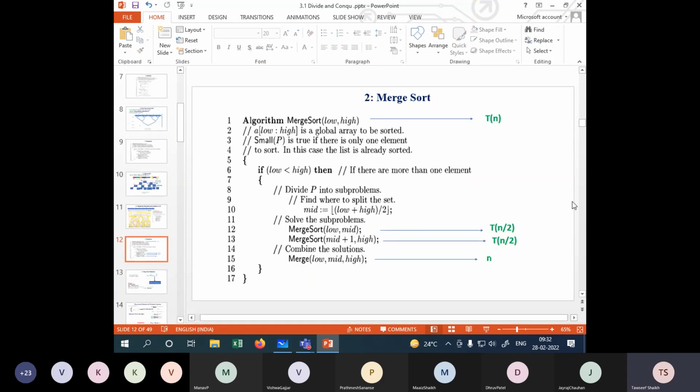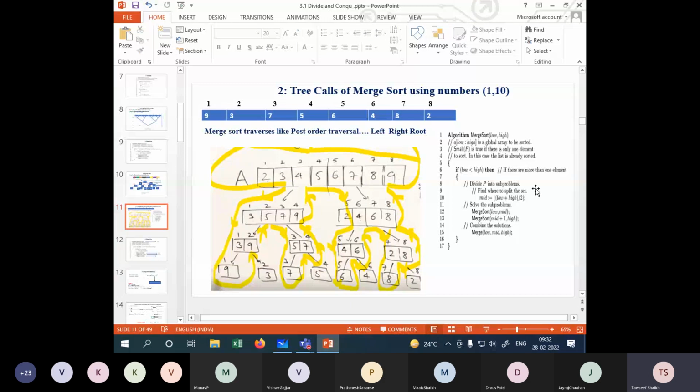You might have seen that different types of traversals are present in a graph, like in-order, pre-order, and post-order. Post-order traversal is left, right, and root. So we start from the left, then go to the right, and finally go to the root. That traversal is known as post-order, and it is very important that merge sort follows the post-order traversal.